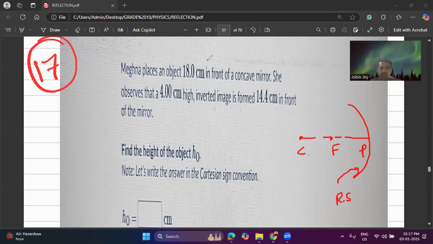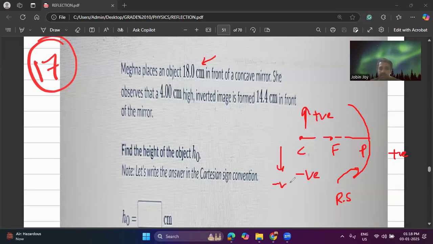Magna places an object 18 centimeter in front of the mirror. This is the reflecting surface, so this side is negative and this side is positive. Above the principal axis is positive, below the principal axis is negative. In front of the concave mirror means minus 18, so the object distance u is equal to minus 18.